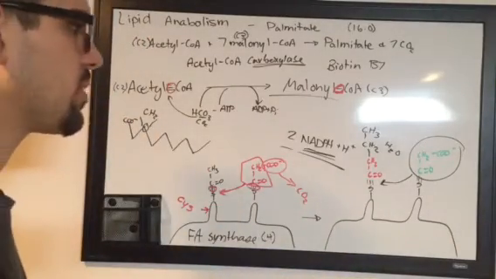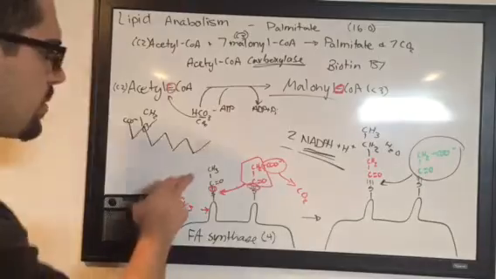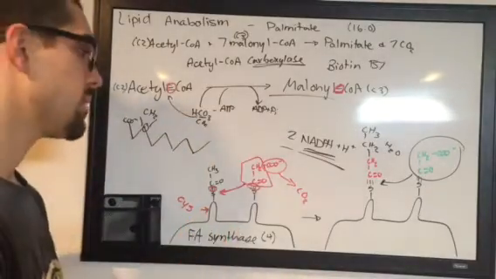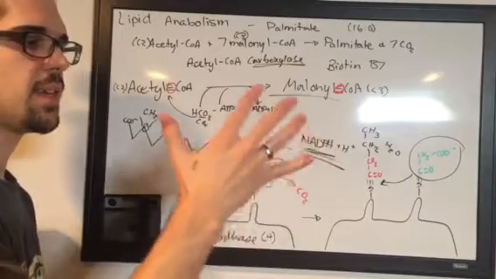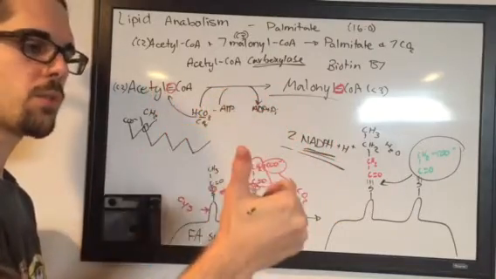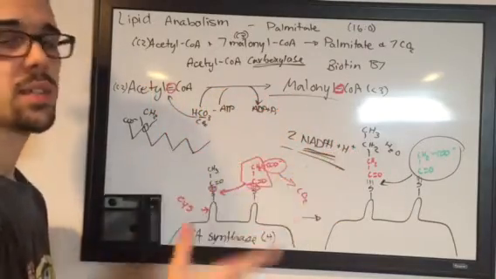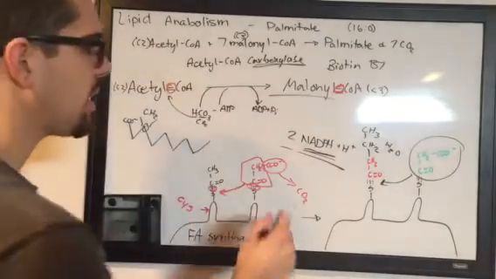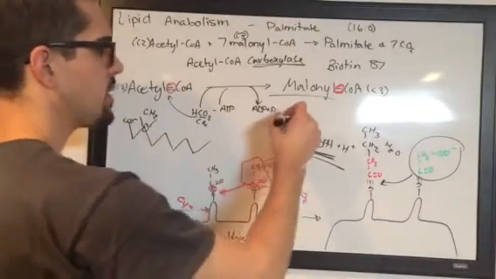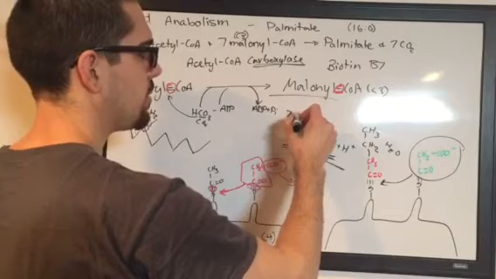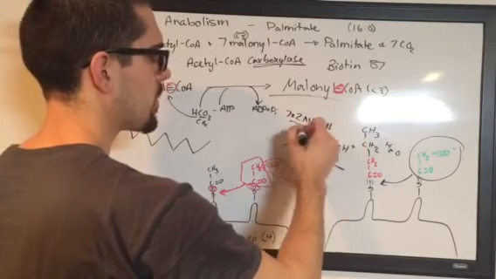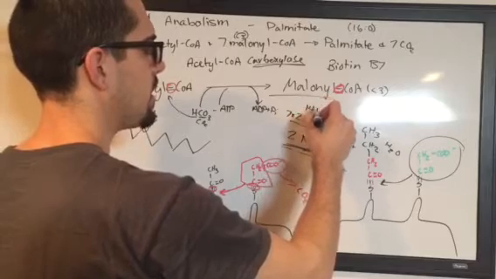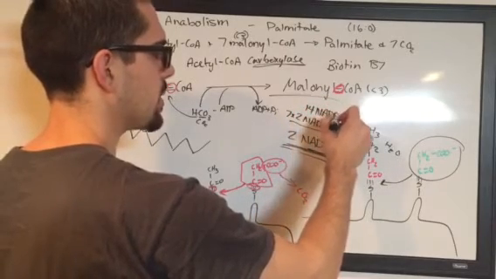Now, this cycle is going to run, I believe, 7 times. We start out with 2. So if you start out with 2, the first cycle is going to give you 4, 6, 8, 10, 12, 14, 16. It's going to run 7 times. That means we need 7 multiplied by 2 NADPH, which means we need 14 NADPH for this cycle to be complete.